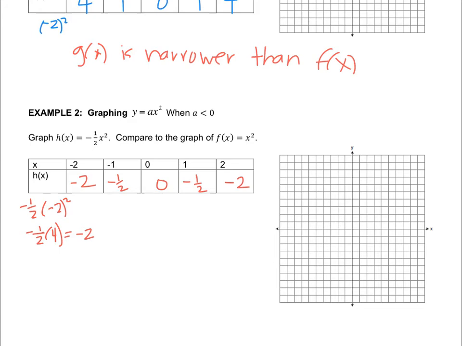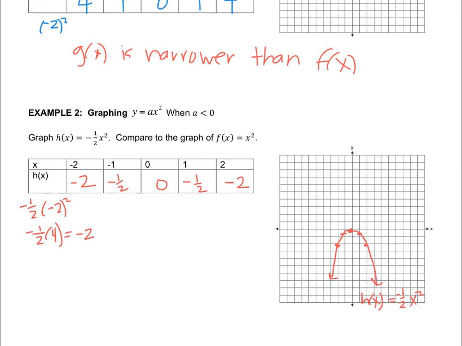Now let's graph. Negative 2, negative 2. Negative 1, negative 1/2. 0, 0. 1, negative 1/2. And 2, negative 2. So extend it and just kind of imagine where you think the parabola is going to go. It's going to kind of look like that. So that's h of x equals negative 1/2 x squared.